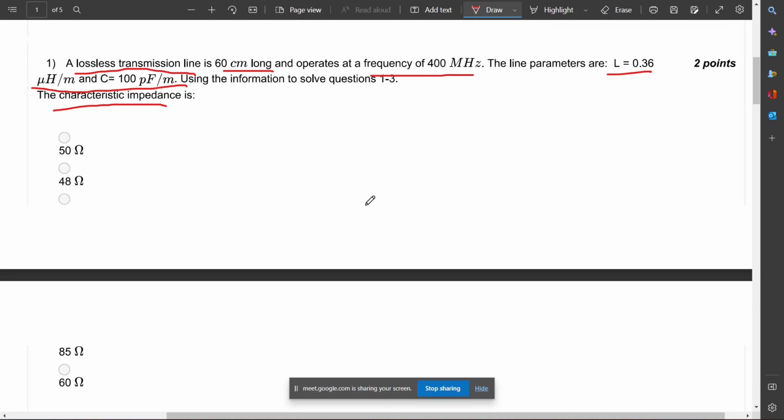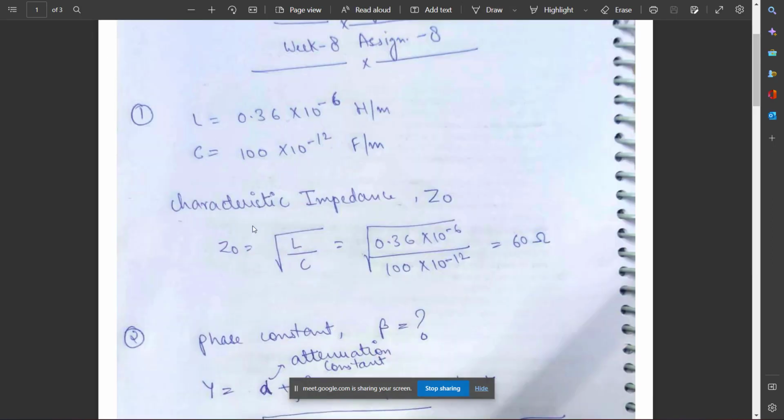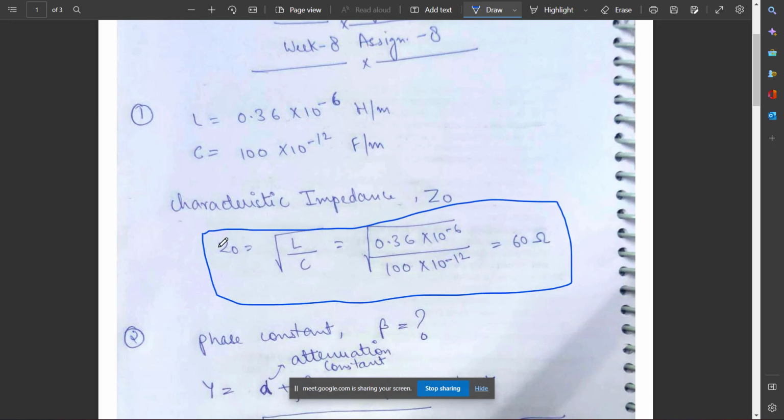Madam, characteristic impedance means root of L by C, but I don't know how to solve it. Yes, good. Why root L by C? Because the transmission line is lossless, right? For a lossless transmission line, we know that the characteristic impedance Z naught is equal to root L by C. So we know the formula for a lossless transmission line.